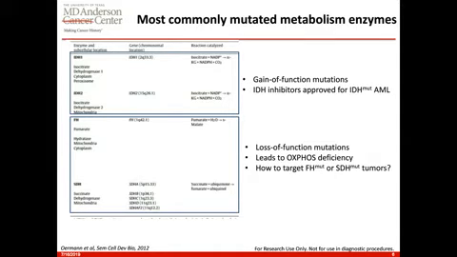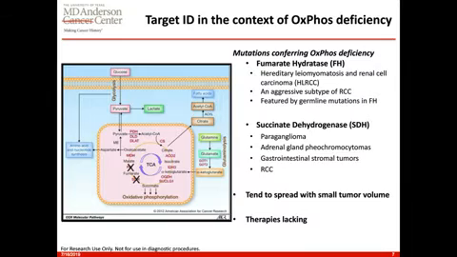I'd like to say a few more words about FH and SDH. FH is fumarate hydratase. It occurs more often in this disease called HLRCC. This is the hereditary leiomyomatosis and renal cell carcinoma. It's a very aggressive subtype of renal cell carcinoma. It's featured by germline mutation in FH. Then the mutation in the second copy of FH would lead to tumor formation. And also SDH, succinate dehydrogenase, occurs more often in paraganglioma, adrenal gland pheochromocytomas, and gastrointestinal stromal tumors, and of course renal cell carcinoma as well.